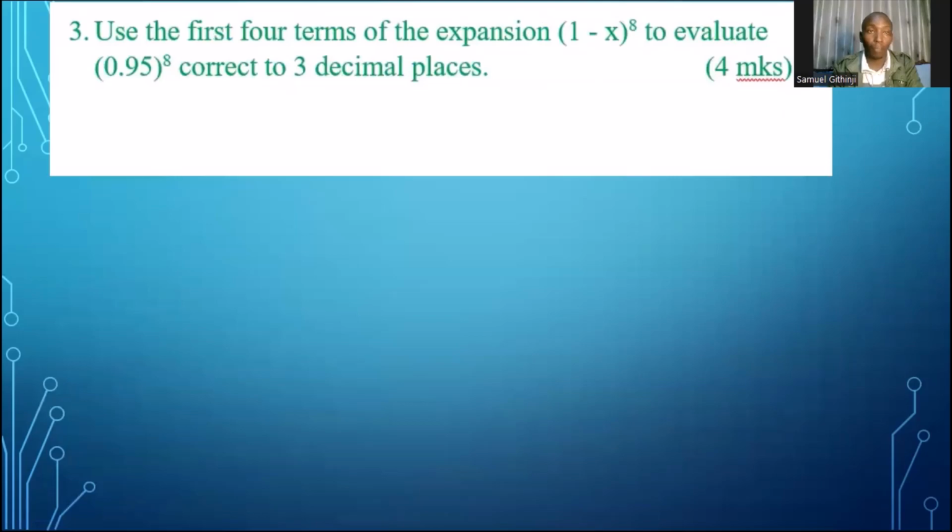Question number 3, as you can see, this is a question on binomial expansion, and for this one we are expected to use the first 4 terms. Whatever you're expanding there is 1 minus x raised to power 8, and then we are supposed to use that to evaluate 0.95 raised to power 8.